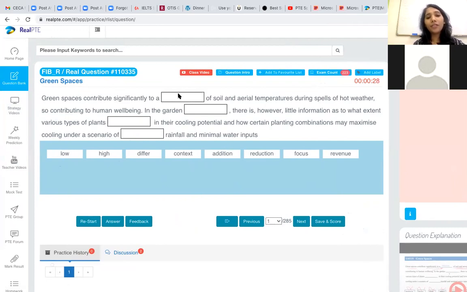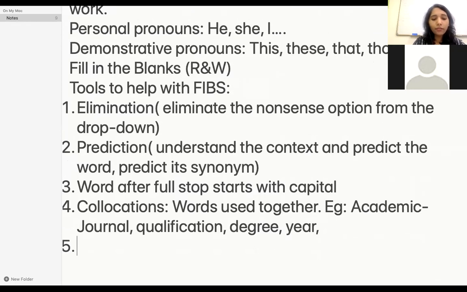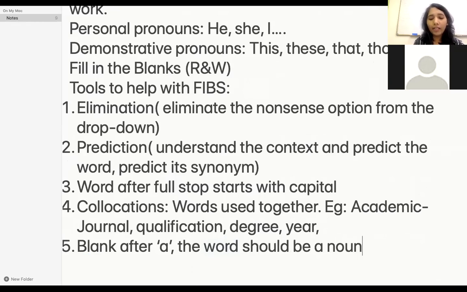Whenever there's a blank after A, what do you understand about that blank? If there is a blank after A, then you understand that the word in the blank should be a noun. It's always a noun. And it starts with a consonant sound.